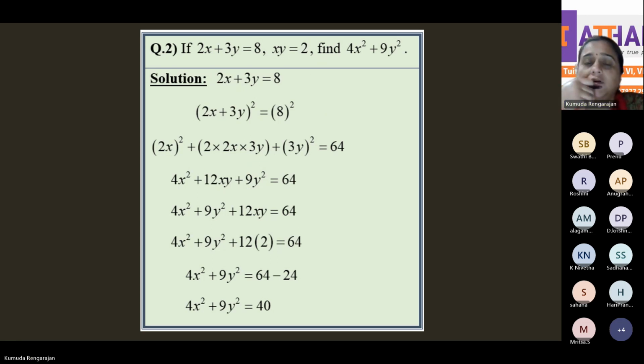Please take a screenshot or use a mobile phone to capture the picture if you have not worked it or not got the right answer.